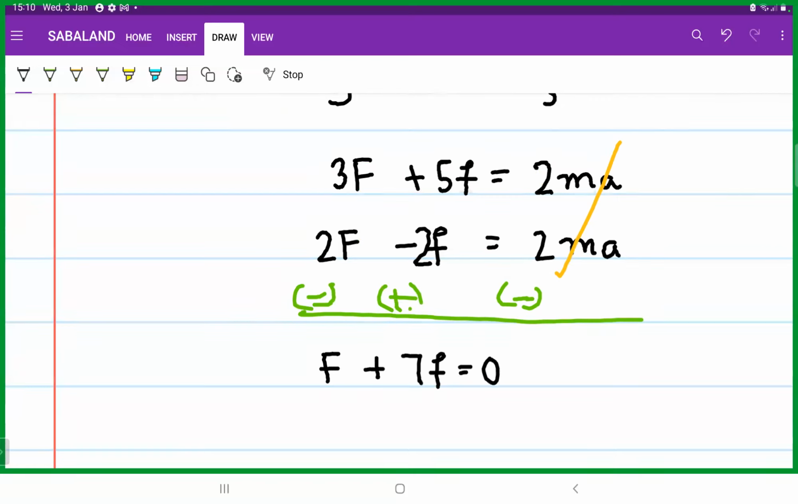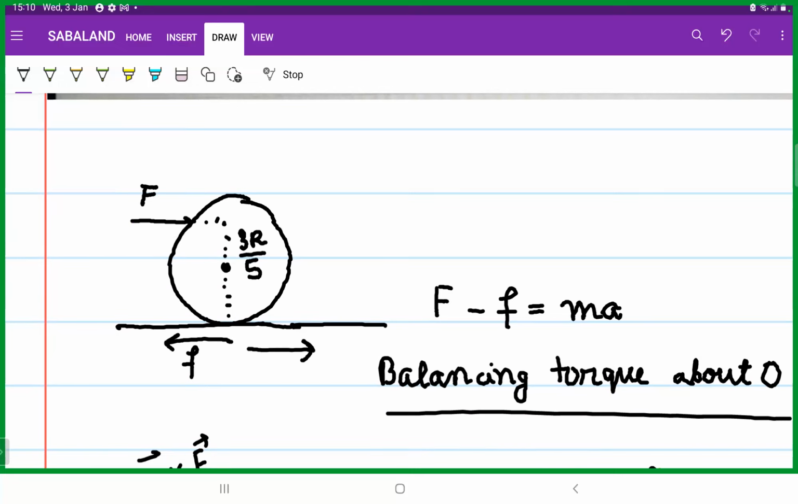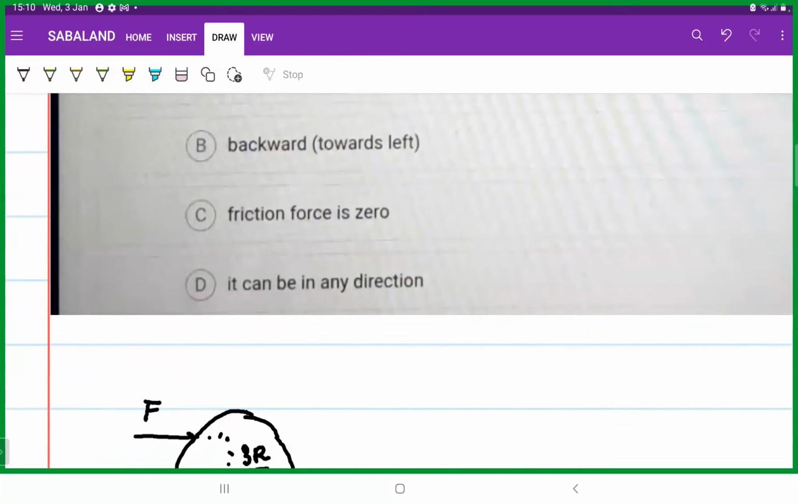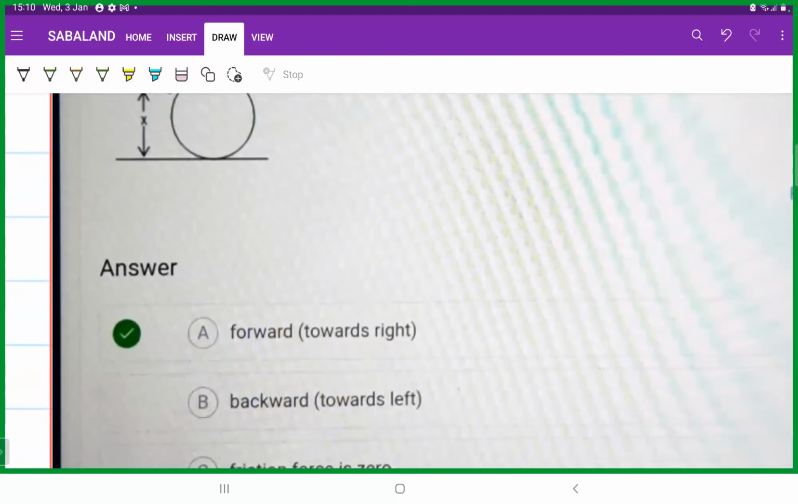And therefore, small f is equal to minus F by 7. Like I had said in the beginning, the direction of friction which we had assumed was wrong. The direction of friction will be towards the right. So it will be forward, and that's the correct answer for you. Thank you.